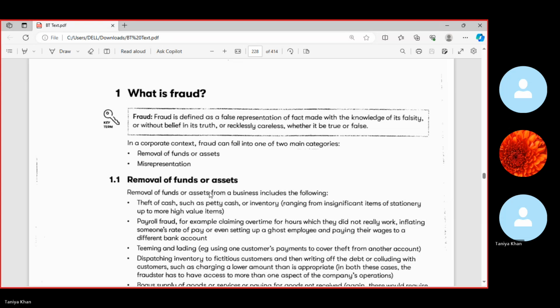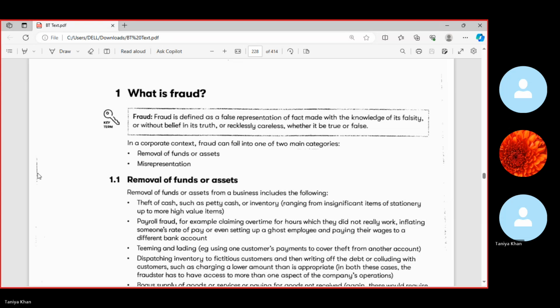So what can be termed as fraud? It's a false representation of fact made with the knowledge of its falsity. You are very well aware that it's false news, or a false fact, or made without belief in its truth, or recklessly careless whether it be true or false. You don't care whether it is true or false, you are just conveying that particular message to someone else.